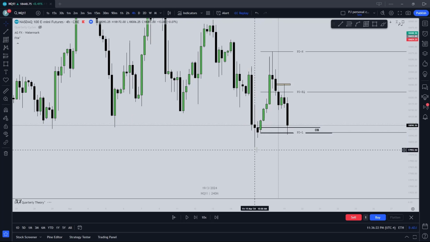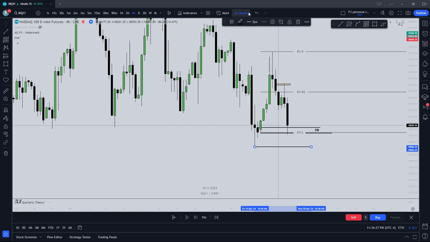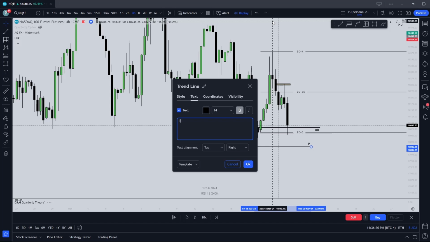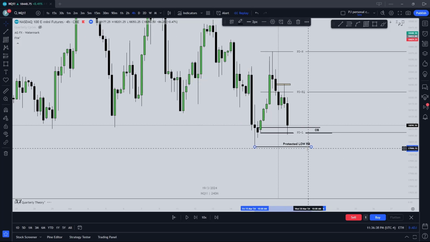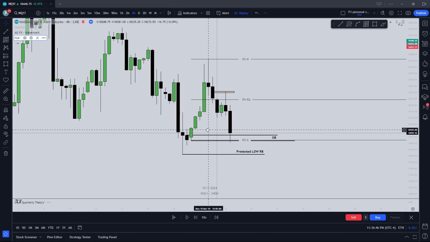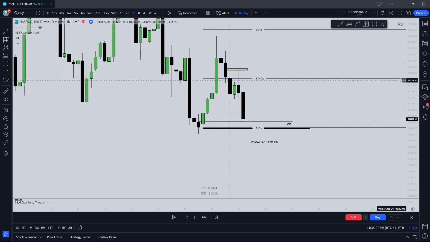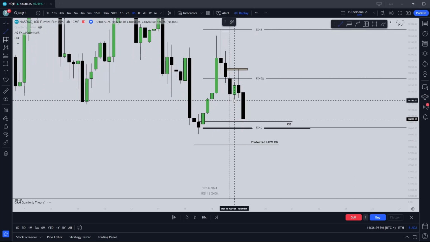So this low is protected. So within our high time frame rejection block, we have our order block right here. Okay, so we come down, respond, close above the order block. So what would you think would happen next? We've swept an internal sell side level.